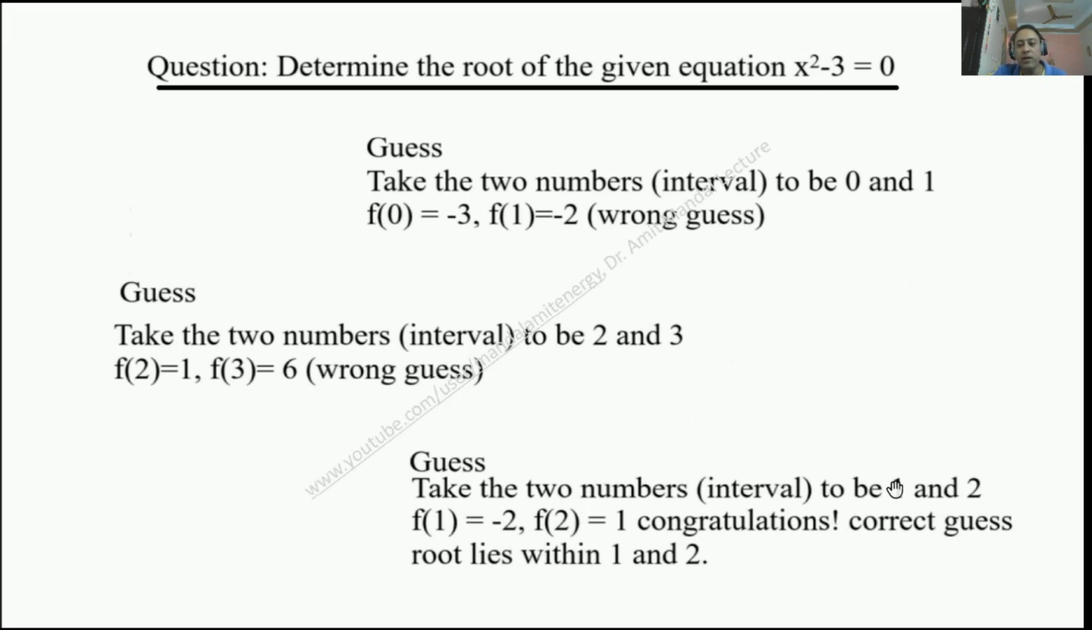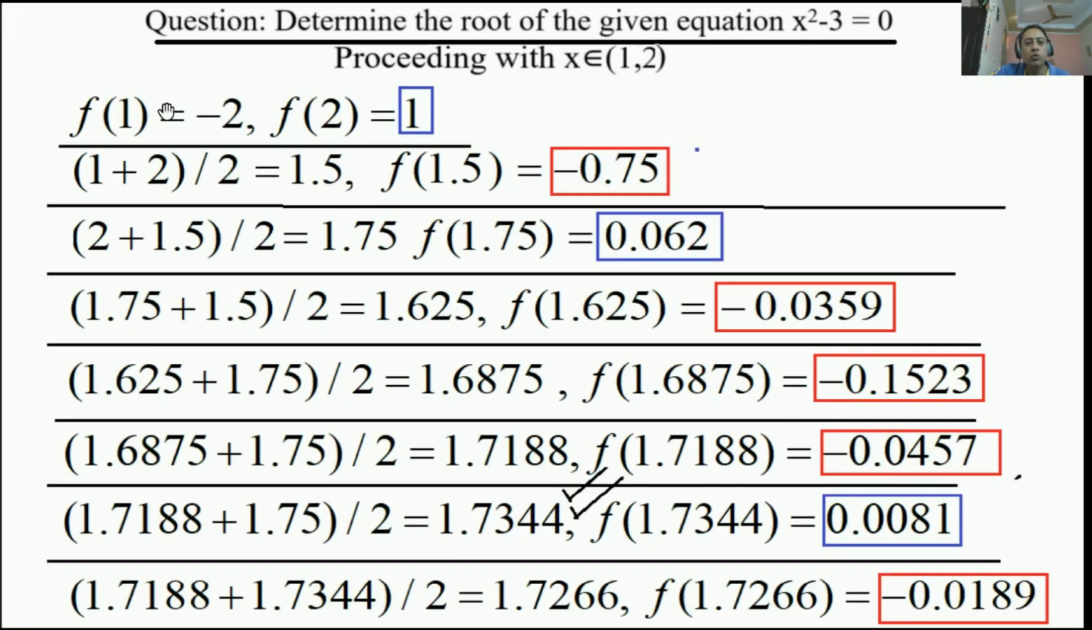The reason being, for one value of x, f(x) becomes negative, and for the other value it becomes positive. So since 0 lies between minus 2 and 1, we can find the root between these two numbers of x, 1 and 2. So let's start our iteration. For f(1), this function becomes minus 2, and in case I am putting 2, I am getting 1.